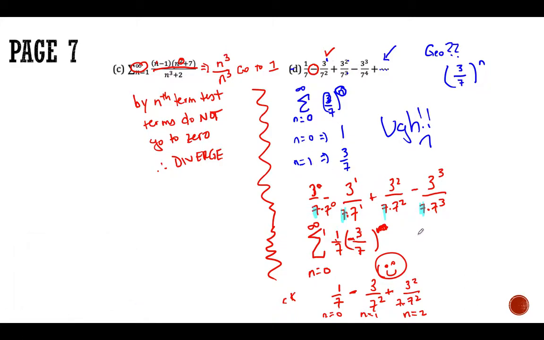I have to say this series is geometric with a common ratio. If the absolute value of the ratio is less than 1, I get convergence. If it's greater than or equal to 1, I get divergence. My common ratio is negative 3/7, but the absolute value of negative 3/7 is less than 1. Therefore, it converges by the geometric series test.